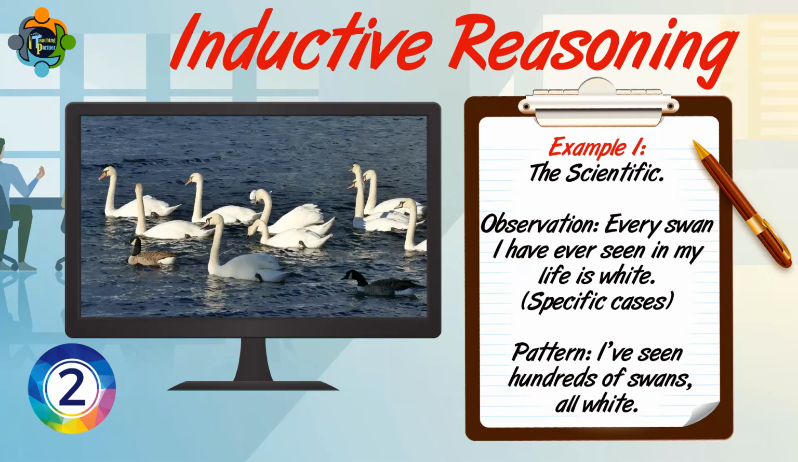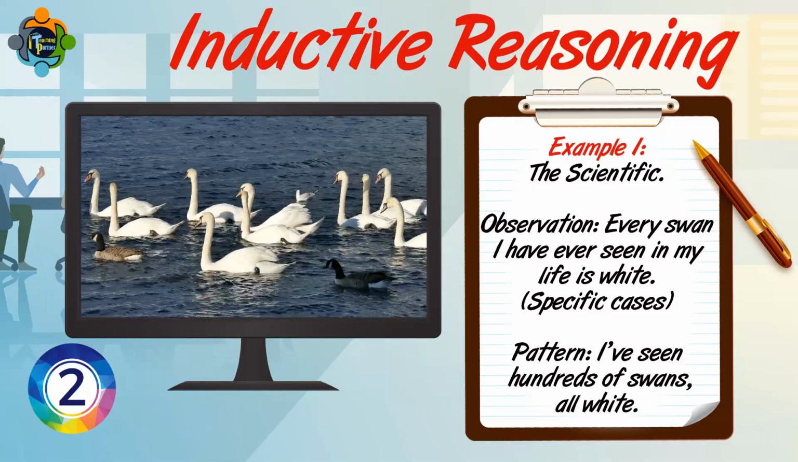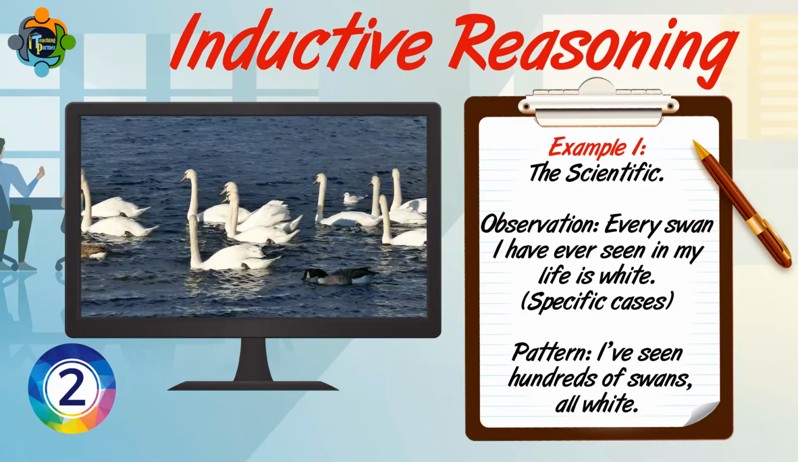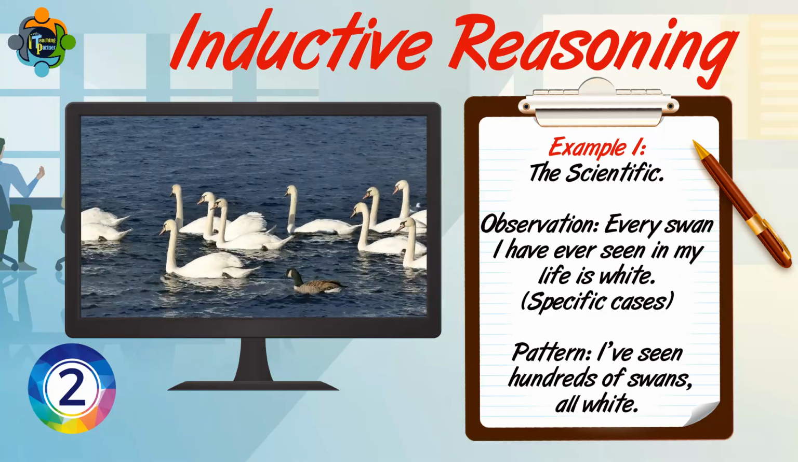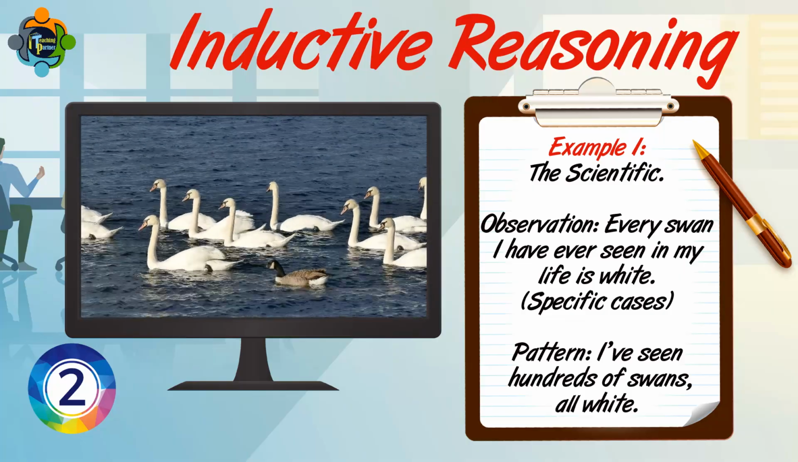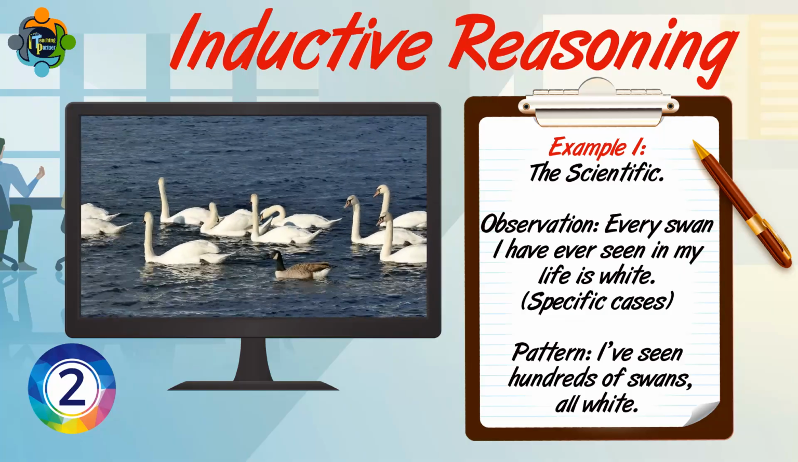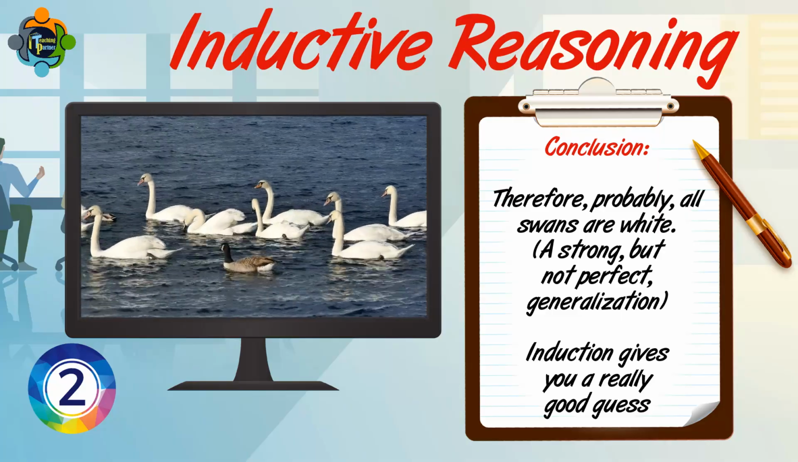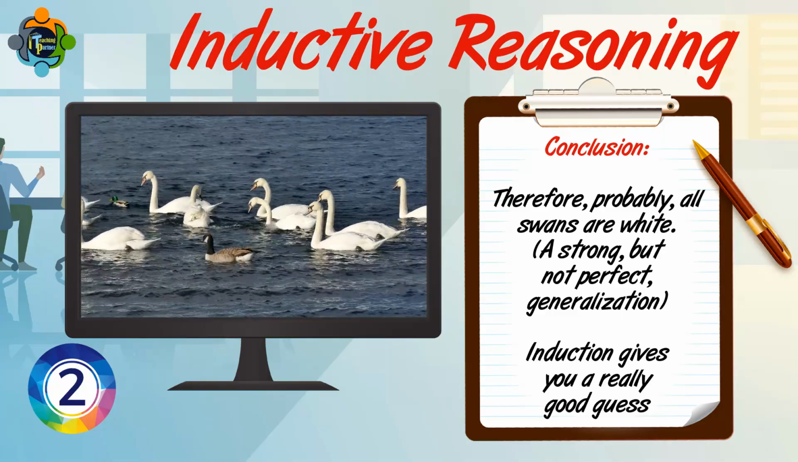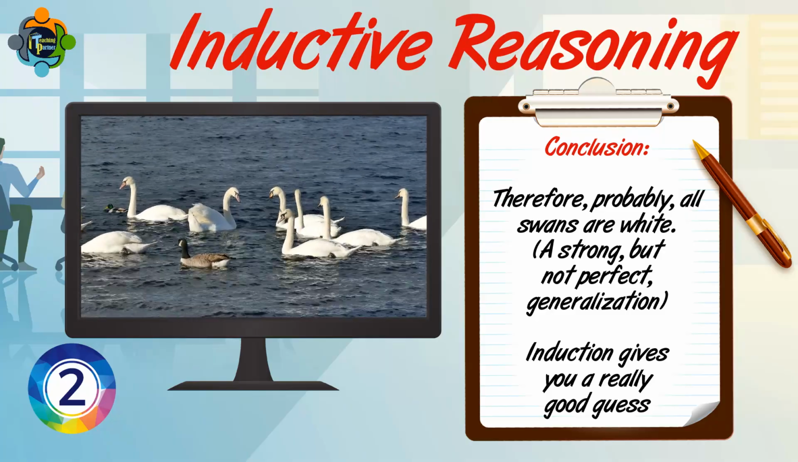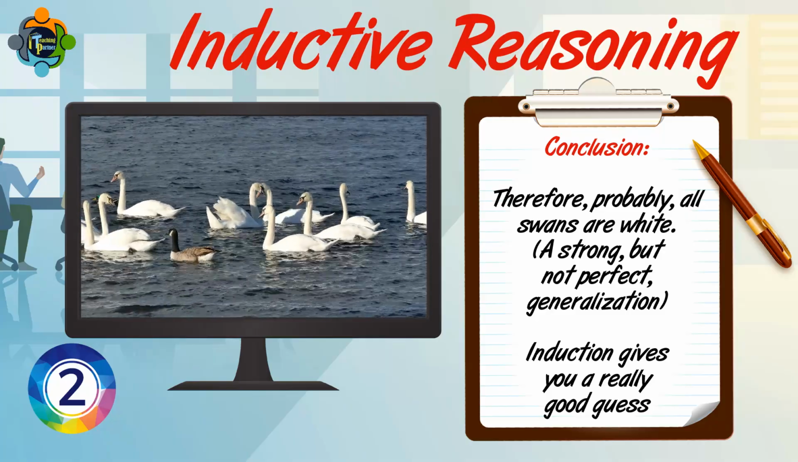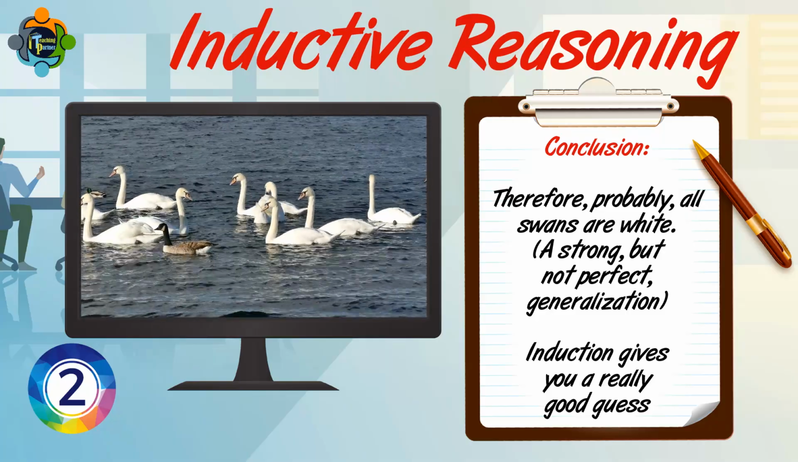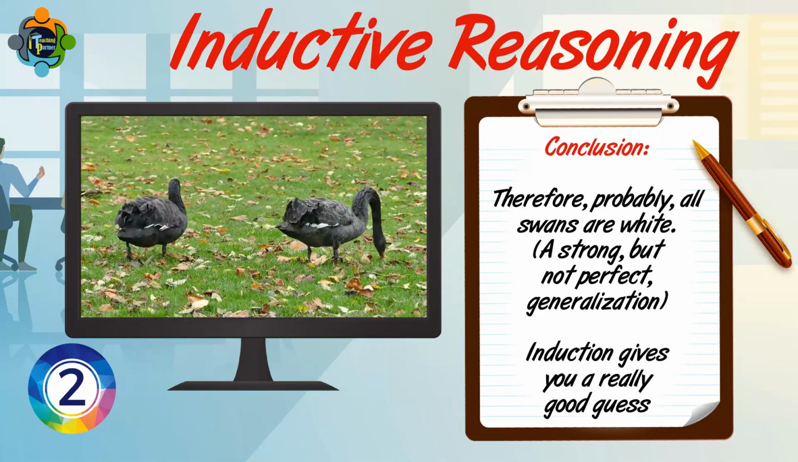Example number 1, the scientific example. Observation: every swan I have ever seen in my life is white. Pattern: I have seen hundreds of swans, all white. Therefore, probably all swans are white. A strong but not perfect generalization. Induction gives you a really good guess, but it's always open to new information. For example, finding a black swan.